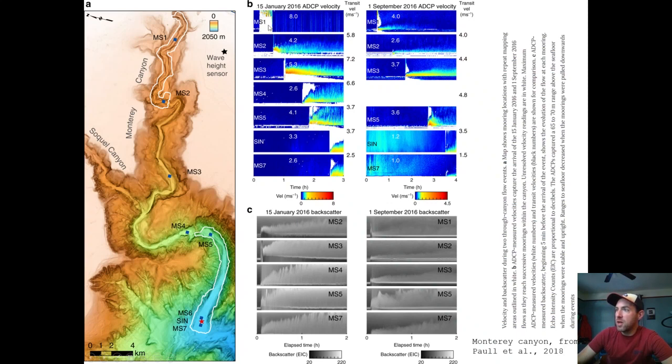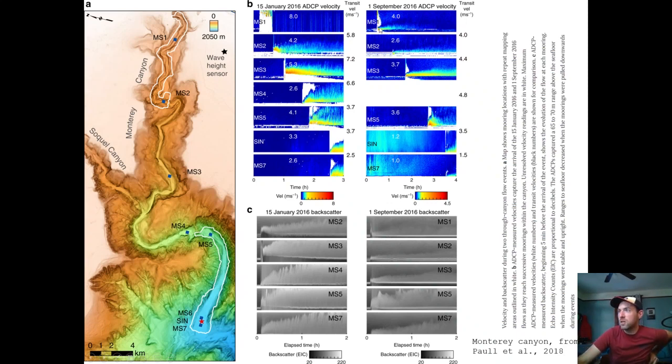and you can see that it progresses over hours of time to move down these several kilometers, right? This is almost 2.5 hours from when it started to when it reached this MS7 out here, getting closer towards the outlet of the canyon, right? And the same thing here for this lower concentration flow.